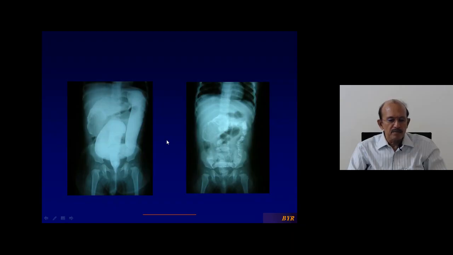Santi, is it clear? You can see here the barium won't go into the inner tube.